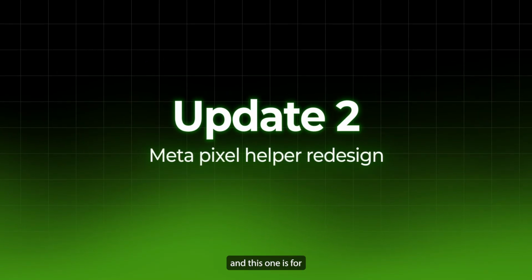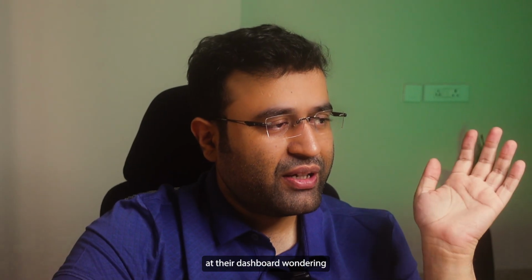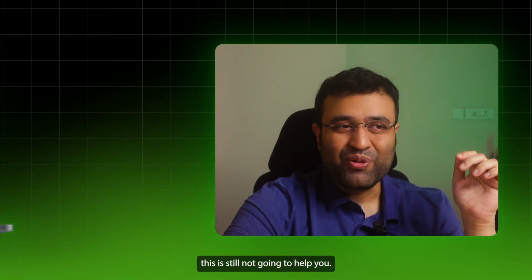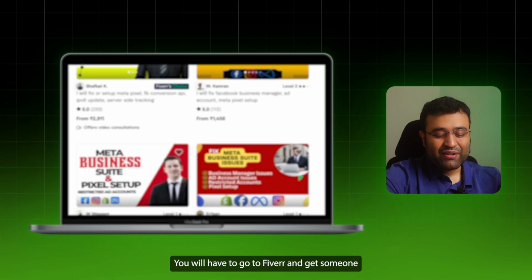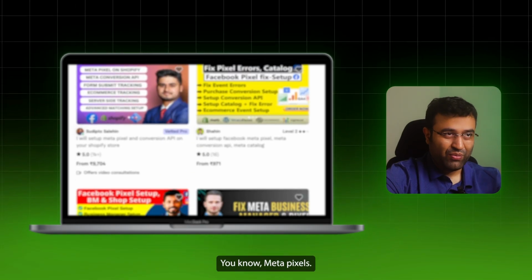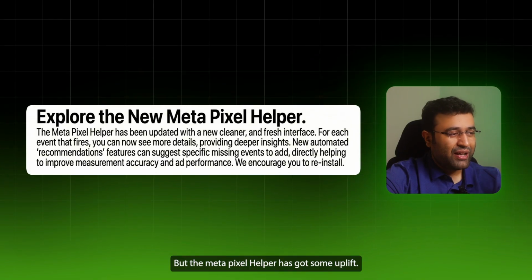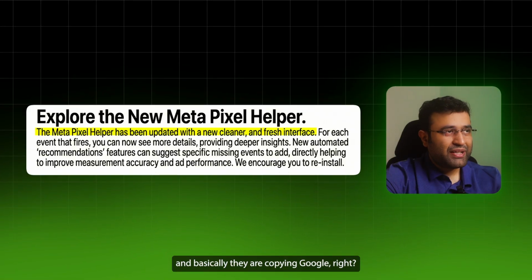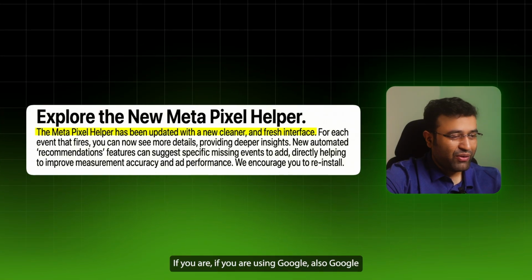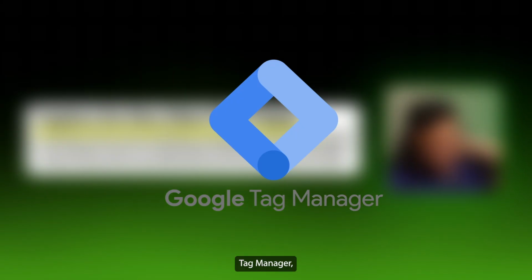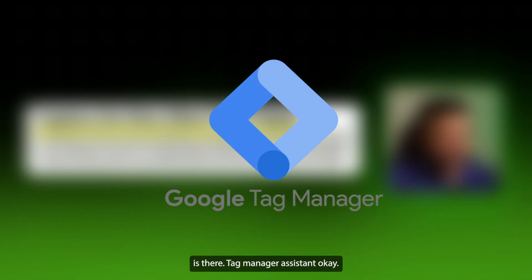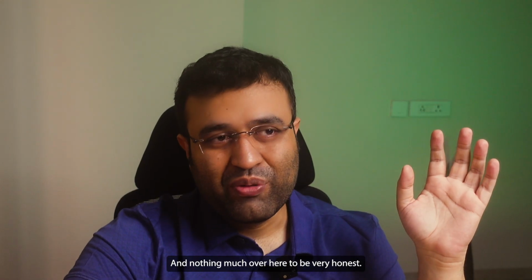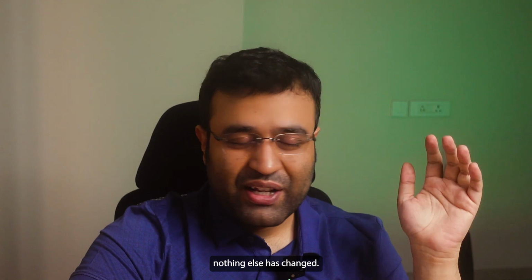Now moving to update number 2, and this one's for everyone who has ever stared at their dashboard wondering why their tracking is broken. Well, anyway, this is still not gonna help you. You'll have to go to Fiverr and get someone who is professional at setting up your Meta pixels. But the Meta Pixel Helper has got some uplift. Okay, it's just a facelift, I feel. The interface is cleaner, and basically they are copying Google, right? If you are using Google Tag Manager, that extension, Tag Manager Assistant. Okay, it's just similar to that one now. And nothing much over here, to be very honest. It's just a facelift. Okay, nothing else has changed.